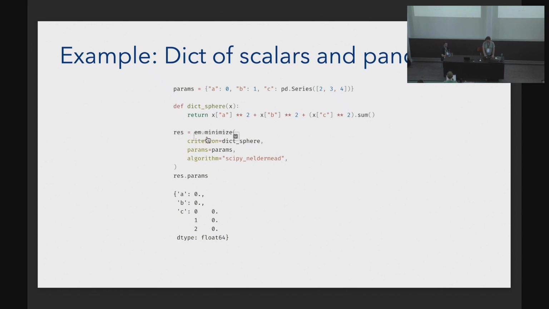Then the minimization is basically the same again. Use the criterion function, start parameters, and select an algorithm. And if you have a dictionary as start parameters, of course, the optimal parameters will also be returned in that same structure.